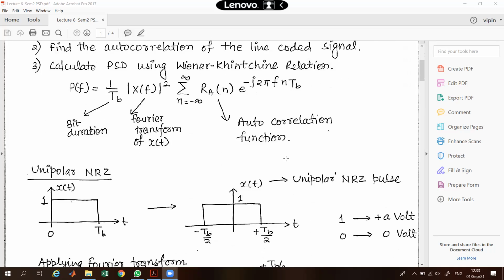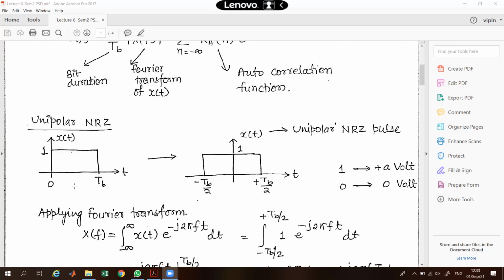Now, if you are doing it for a unipolar NRZ, meaning non-return-to-zero, then if the signal is defined from 0 to T_B and amplitude 1, we can write this signal in this form also. It's not going to change any property of the signal. The reason we are doing it is that it's easy to find the integration with the help of the signal in this form, from minus T_B divided by 2 to plus T_B by 2.